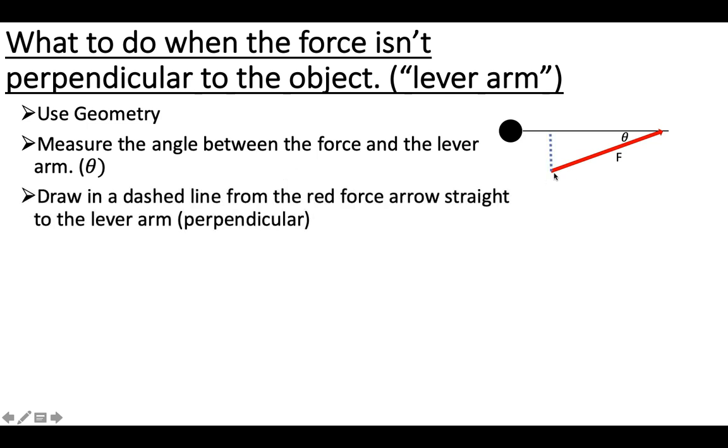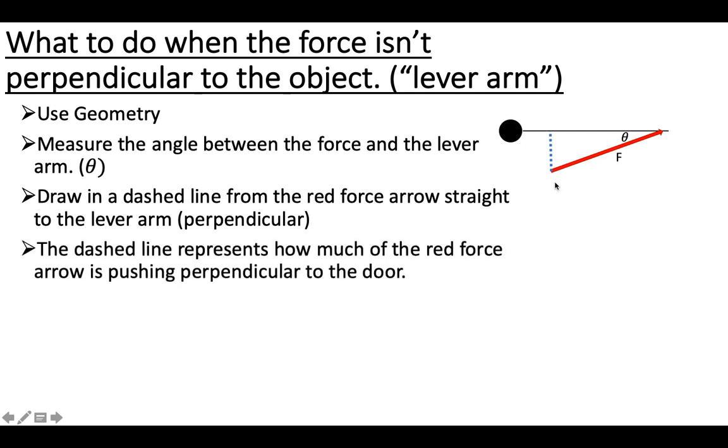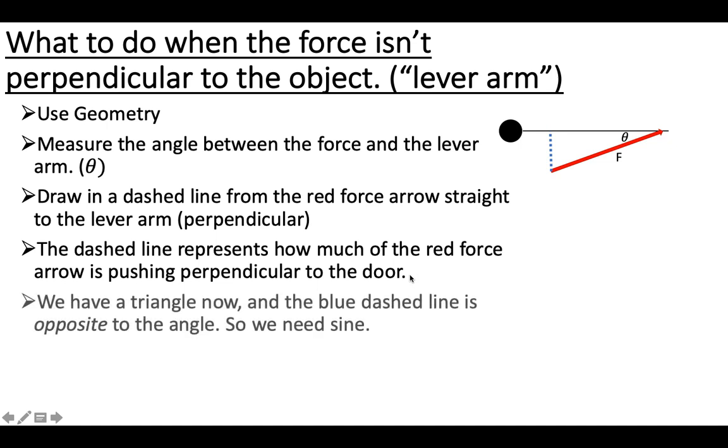Then we're going to draw a dashed line from the force arrow to the door, and this dashed line gets to the door at a 90-degree angle, because remember, what matters is the amount of force that is perpendicular to the door. That's exactly what the dashed line represents. The red arrow is the full force. The blue dashed line is just how much of F is perpendicular to the door. Not all of it is perpendicular, but some of it is. That's how much.